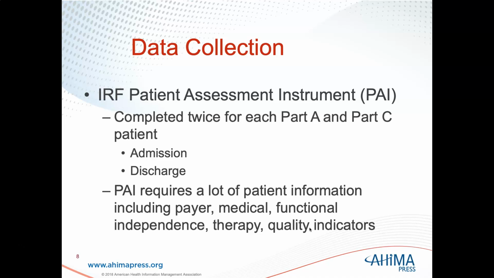It's completed twice for each Part A and Part C patient on admission and at discharge. It requires lots and lots of patient information, including payer, medical, functional, independence, therapy, and quality indicators. And this is all on page 211 in your book.